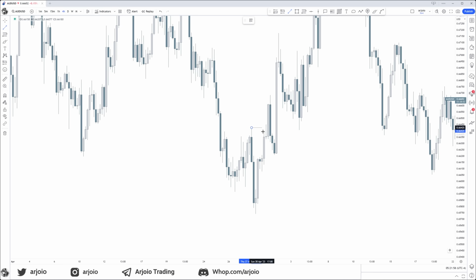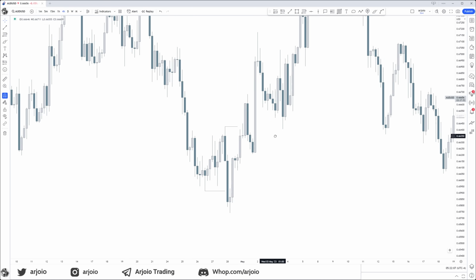Right here, your swing high. Right there, your swing lows. Sell side liquidity, buy side liquidity. After that, we move back into the dealing range right there, and then we continue higher. Is this a dealing range right here? No, it's not. Why? Because it didn't take sell side liquidity.